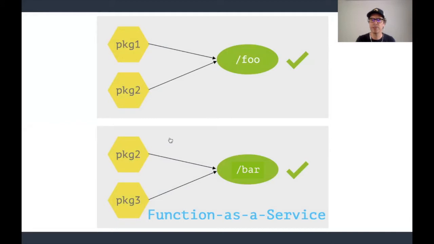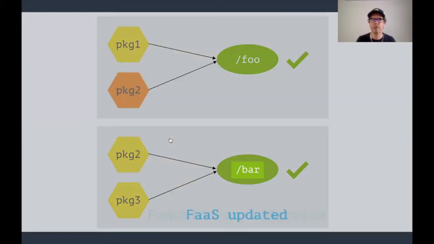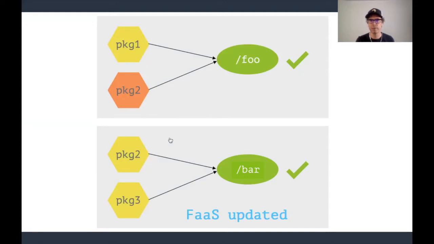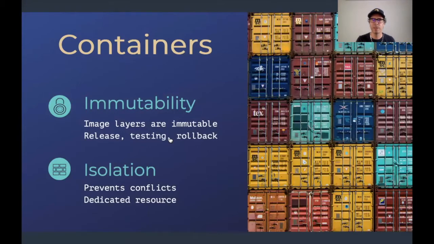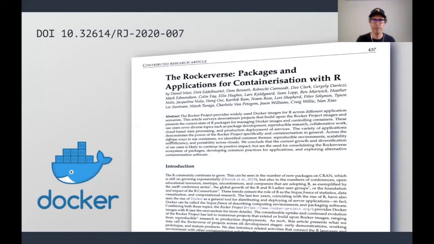What if we used containers to isolate the two functions? Updating foo has no impact on bar. This is where Docker and similar container technologies come into the picture. Docker provides immutability for the image layers. This makes it easy to version images, test and release, or even roll back changes. You can even deploy both versions to roll out gradually or to experiment. Isolation prevents conflicts that you saw a moment ago. It also simplifies managing resources at the container level, such as memory or CPU limits. You can read more about the state of container technology in R from this paper by Daniel Nüst et al.